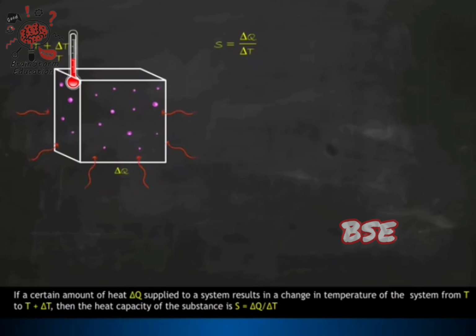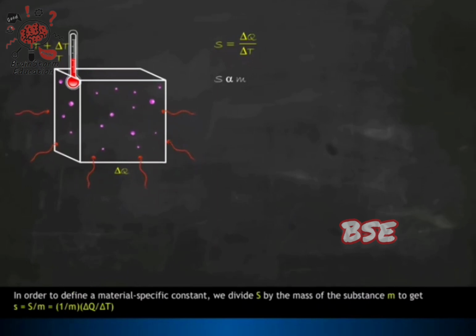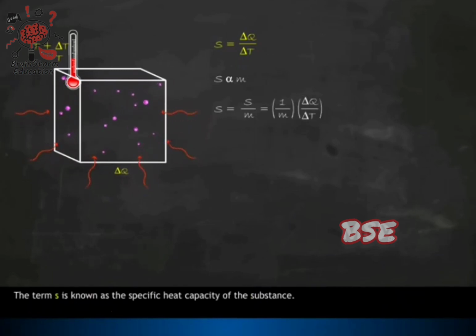The heat capacity S is proportional to the mass of the substance present, but may be different for different materials. In order to define a material-specific constant, we divide S by the mass of the substance M to get s equals S by M equals 1 by M into delta Q by delta T. The term s is known as the specific heat capacity of the substance.